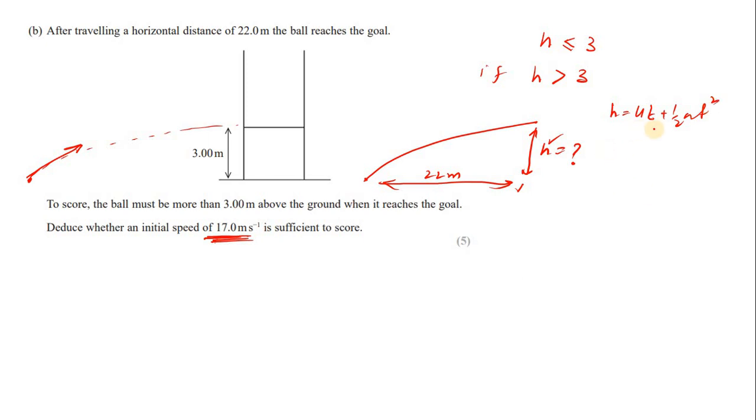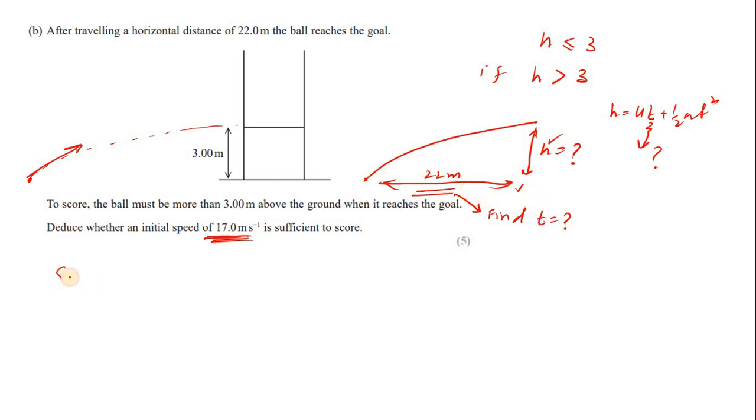But the problem is we do not have time. And that's why they give you the horizontal distance. So using the horizontal distance, we can find time t, and use that time in this equation to figure out h and then compare. That's what we are doing. So first we find the time, and in order to find time, we're going to use horizontal motion.